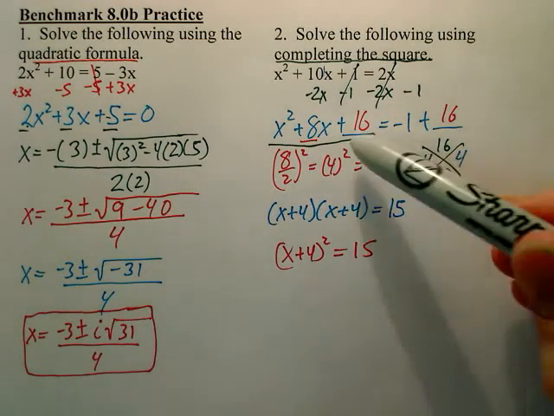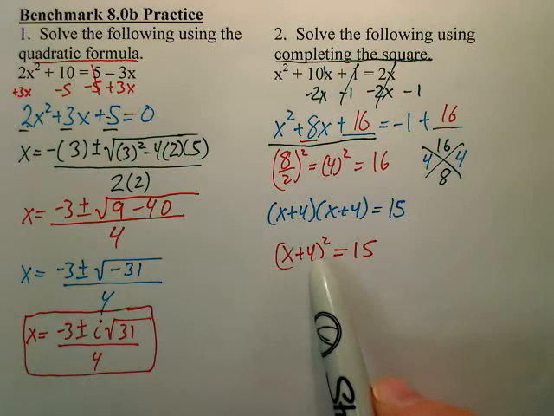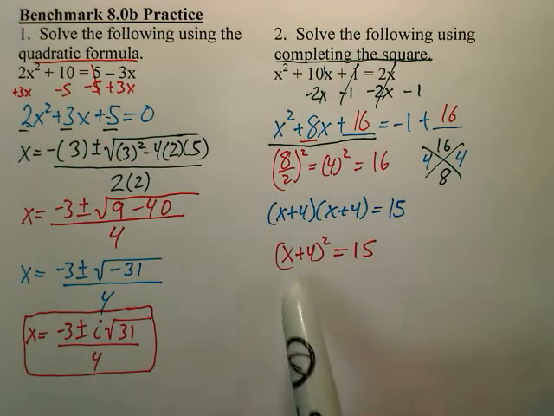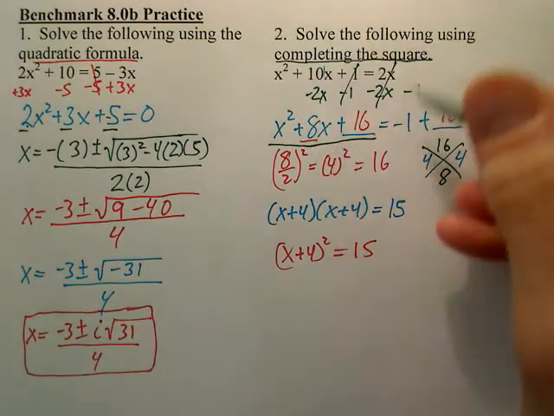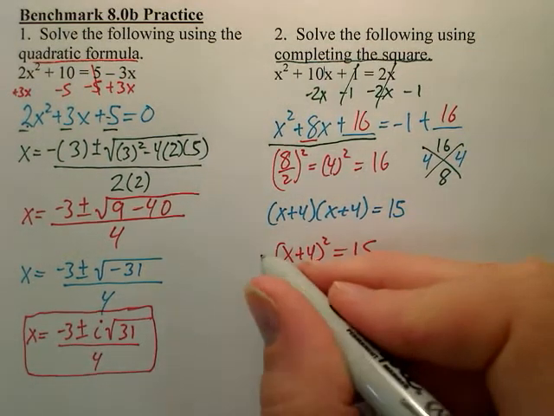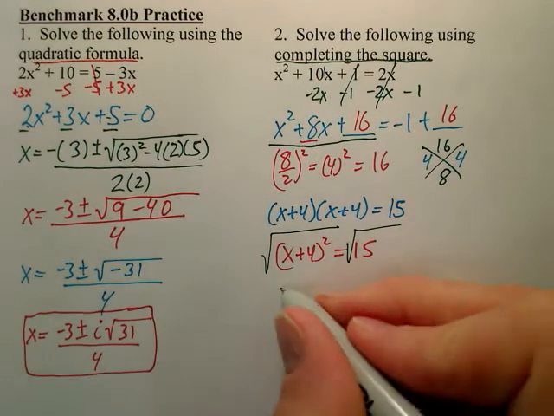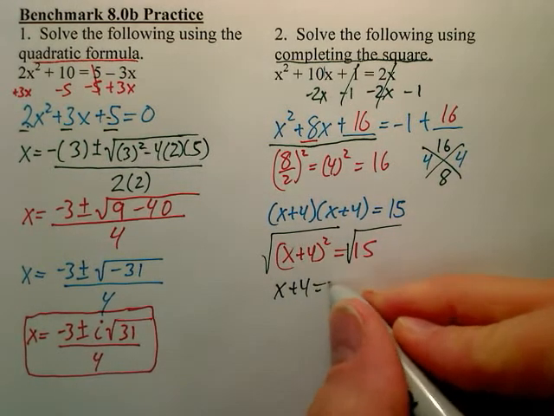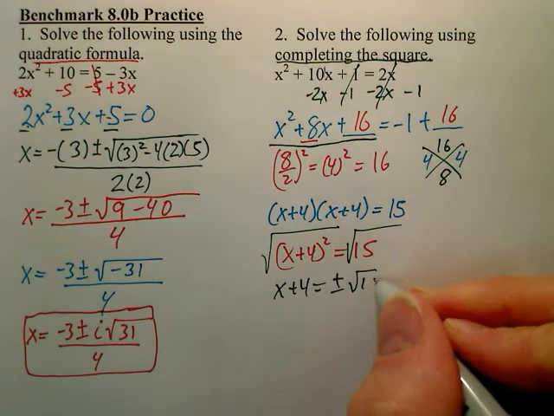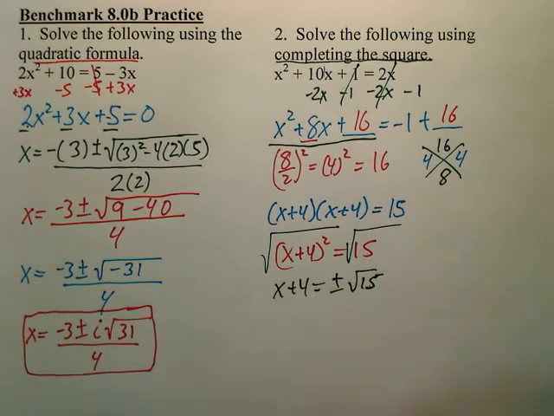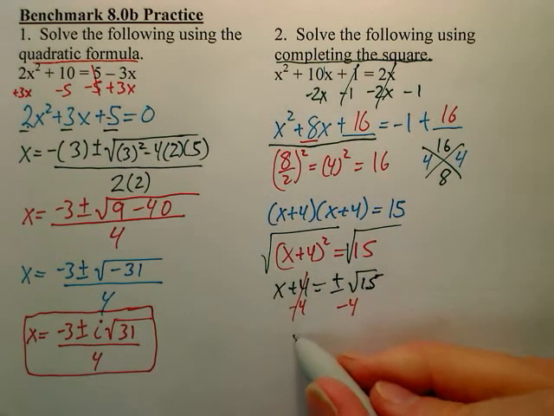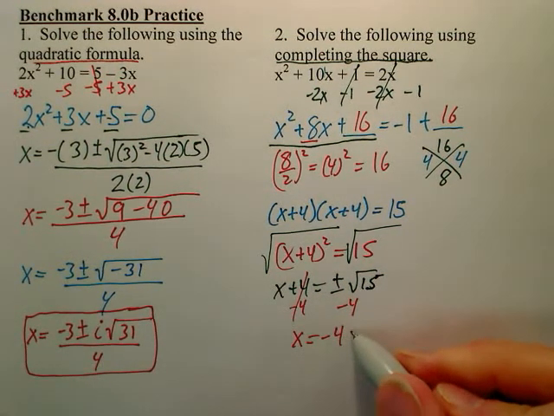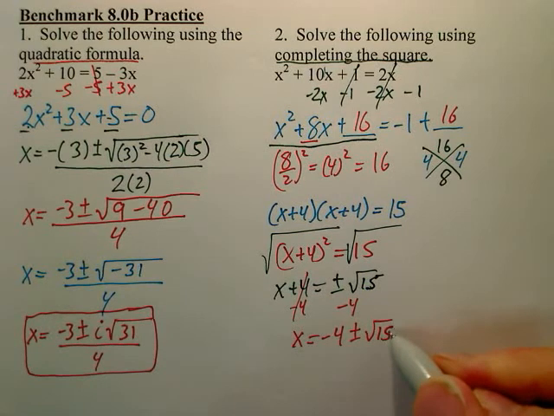And so basically we did all this so that we can get to this point. Because from this point we can solve it. Because from this point where we have a square equals a number, I can now square root both sides. And I have x plus 4 equals plus or minus the square root of 15. And then the last step is simply to minus the 4 over. So x is equal to negative 4 plus or minus the square root of 15.